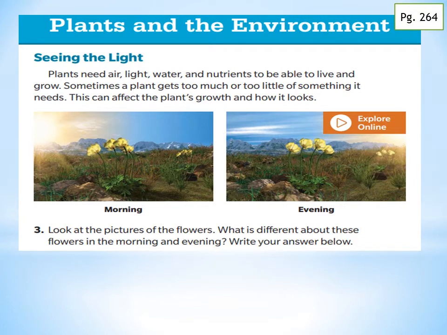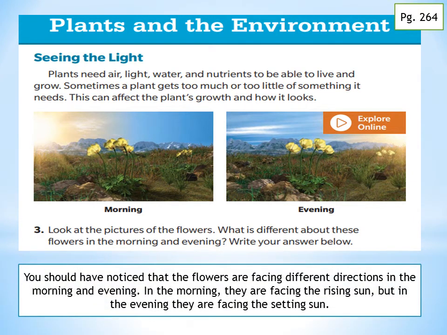Look at the pictures of the flowers. What is different about these flowers in the morning and evening? I will give you time to think. Remember, we are on page 264. You should have noticed that the flowers are facing different directions in the morning and evening. In the morning, they are facing the rising sun, but in the evening, they are facing the setting sun. Please try to write your answers in your book and try to write your own sentences.